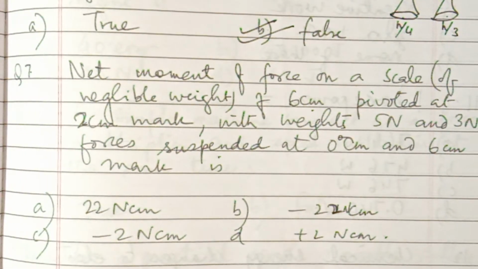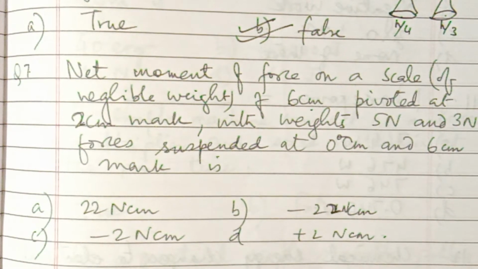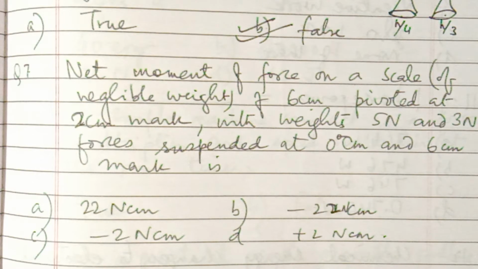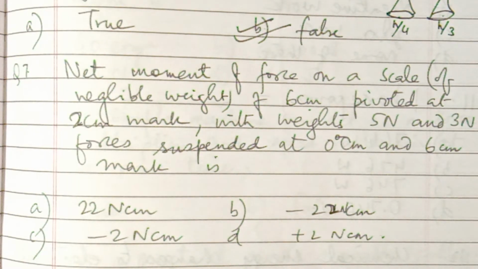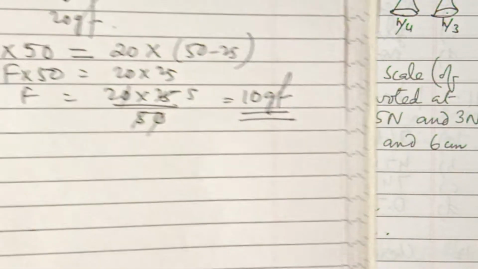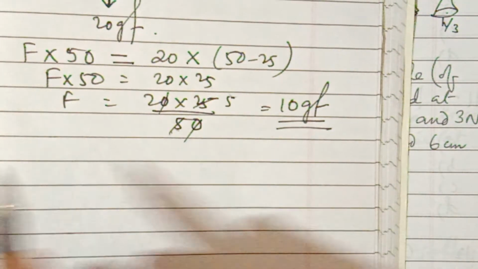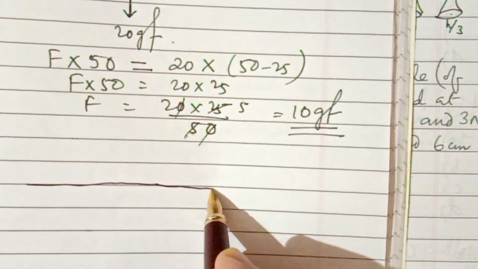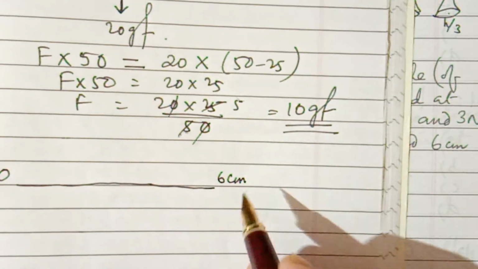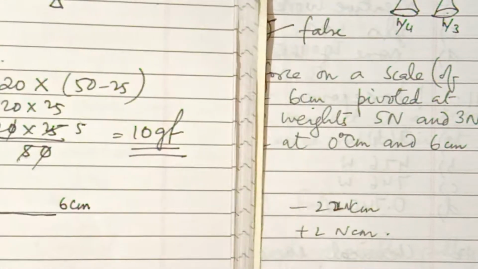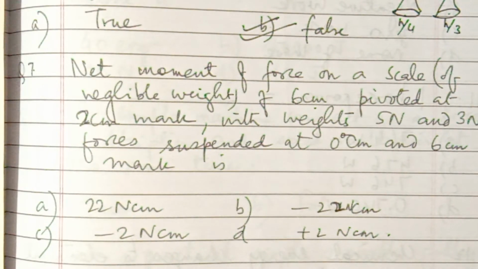Okay, next question is net moment of force on a scale of negligible weight of 6 cm pivoted at 2 cm mark with weights 5 Newton and 3 Newton forces suspended at 0 cm and 6 cm mark is, so various options are given. So this is a numerical, so let us solve the numerical. So the question is about a scale, similar one as we have done here. So this is 6 centimeter long and it is pivoted at 2 centimeter mark.